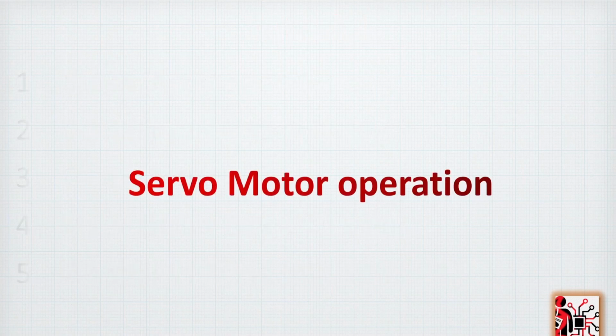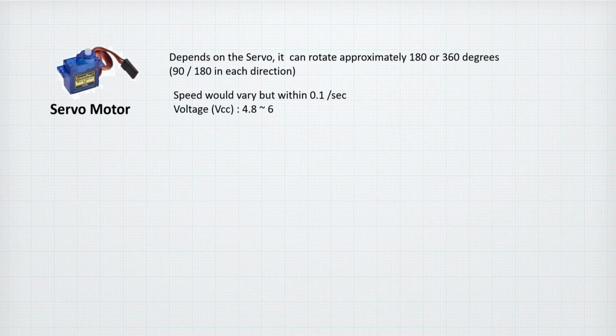Okay, let's jump in and understand how the servo operations work. So first of all, we do have the servo motor. It's very commonly used with Arduino. So this one can rotate. It depends on the model, but this model rotates 180 degrees, so 90 degrees in each direction. But you can have some servo motors that are able to do 360. And the speed is not that strong, it's 0.1 seconds. And the voltage supply is between 4.8 and 6 volts, and I really advise you to use an external source for supplying this servo motor.